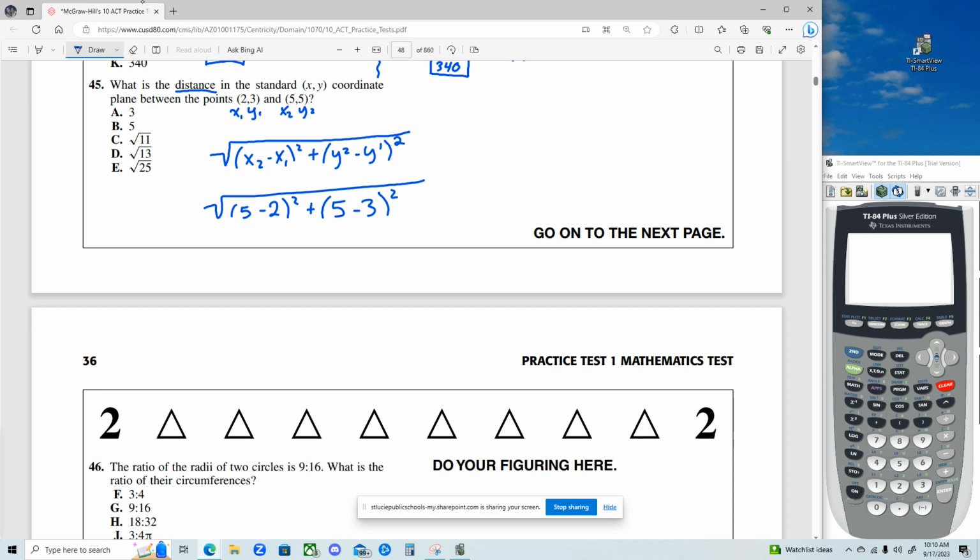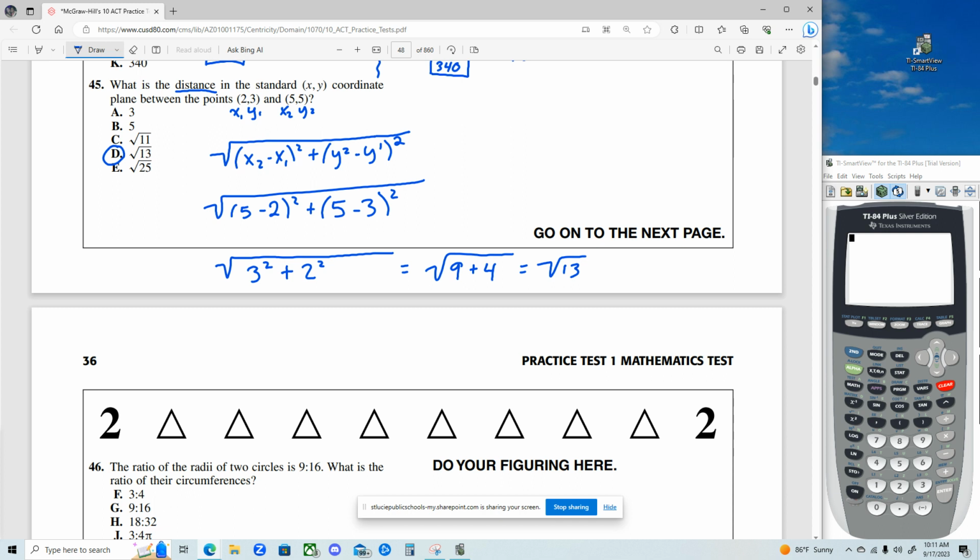This can go in the calculator, or before I do that, I'll just simplify. 5 minus 2 is 3 squared plus 5 minus 3 is 2 squared. And I know 3 squared is 3 times 3, square root of 9 plus 2 squared would be 4. And 9 plus 4 is the square root of 13. So number 45, D, is the correct answer.